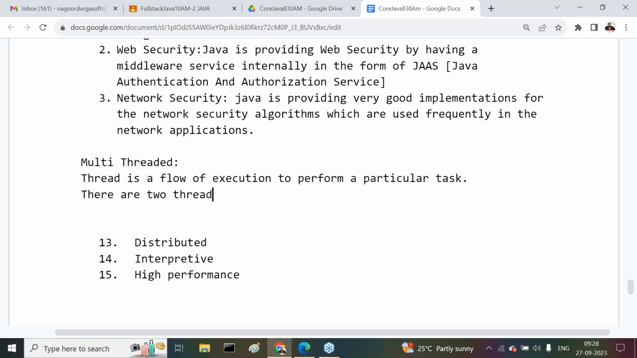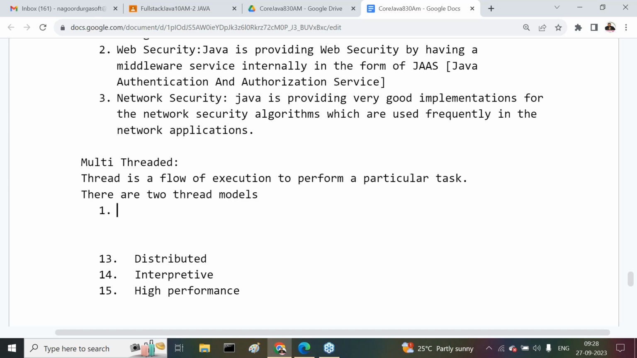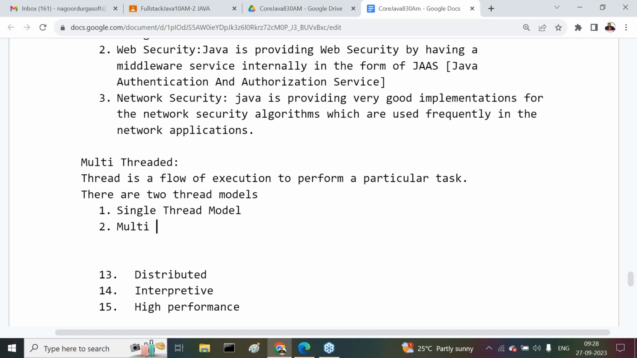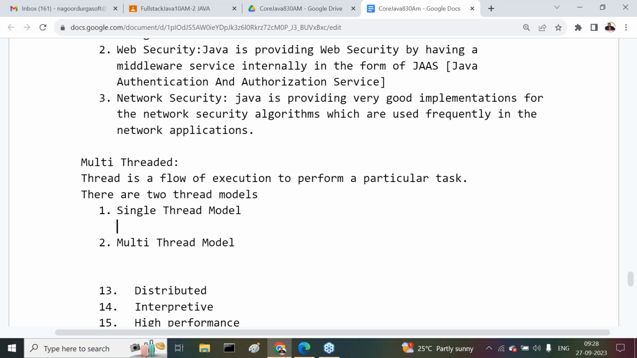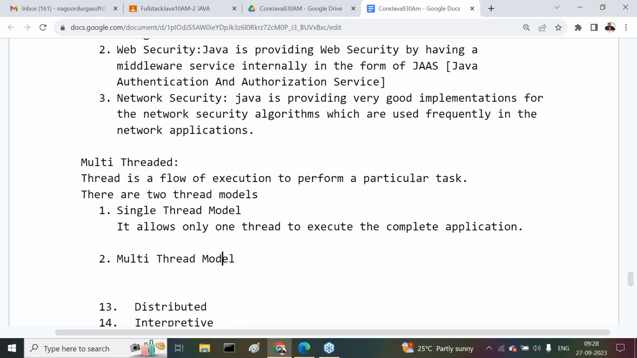There are two thread models. What are the two thread models? The first one is the single thread model, and the next one is the multi-thread model. What is this single thread model and what is this multi-thread model? Here we have to understand the points. Single thread model allows only one thread to execute the complete application. But what about this multi-thread model?